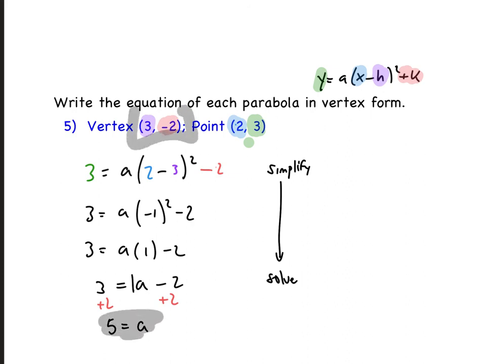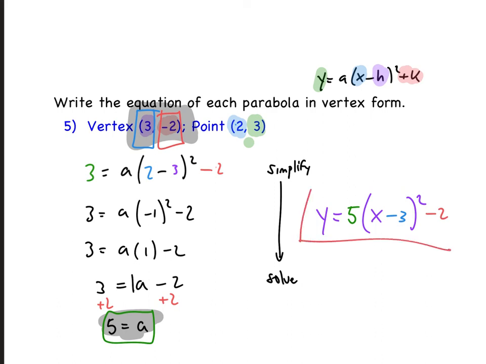So what do we need to know? We need to know h, k, and a, and then we can write the problem. So y equals a, which is 5, times x minus h, which is 3, so x minus 3. Again, watch that sign. It says positive 3, so we write minus 3. And squared, and then plus k. Well, our k value is negative 2, so we're going to say minus 2. So there's our equation in vertex form.